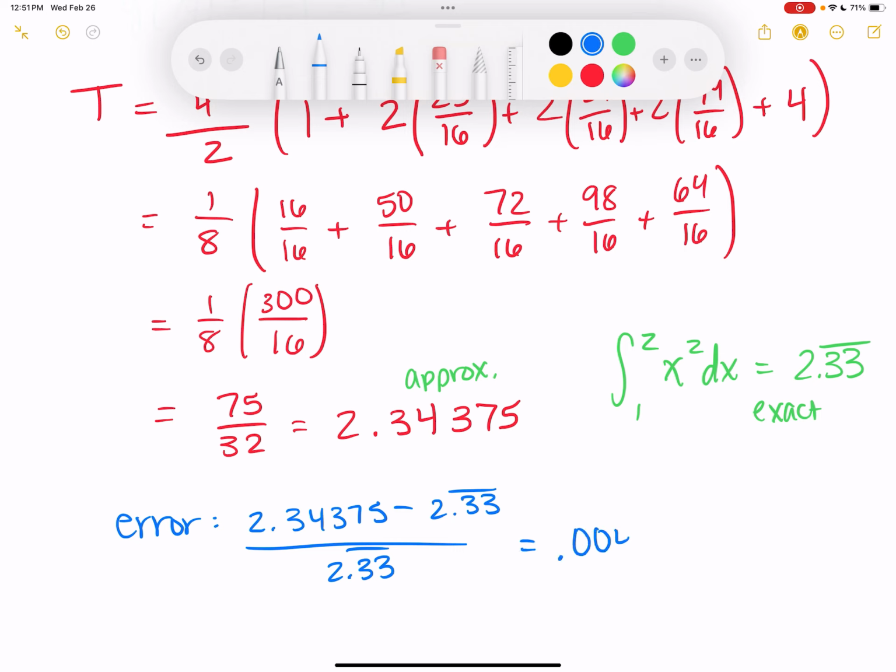0.0044 rounds to 7. So that means there's approximately 0.447% error.